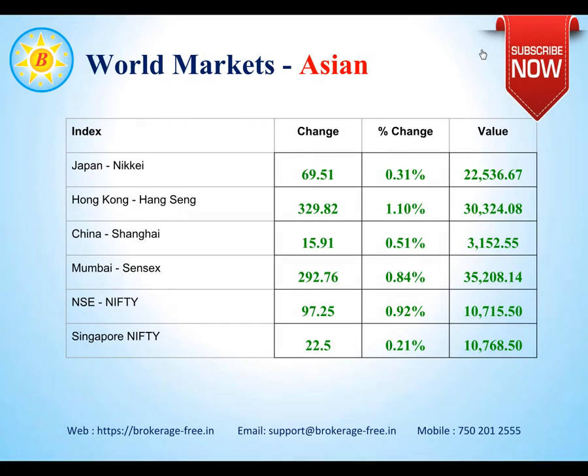The Asian markets also were positive as of yesterday. Japanese index up by about 0.31%, Hong Kong up by about 1.10%, and especially the Sensex and the Nifty up by about 0.84 and 0.92%. At the time of preparing this report, Singapore Nifty was up by about 22 points, which is a percentage change of 0.21%. If we go by this indication, the markets may open around the same range or marginally higher, and may continue to start moving up slowly.